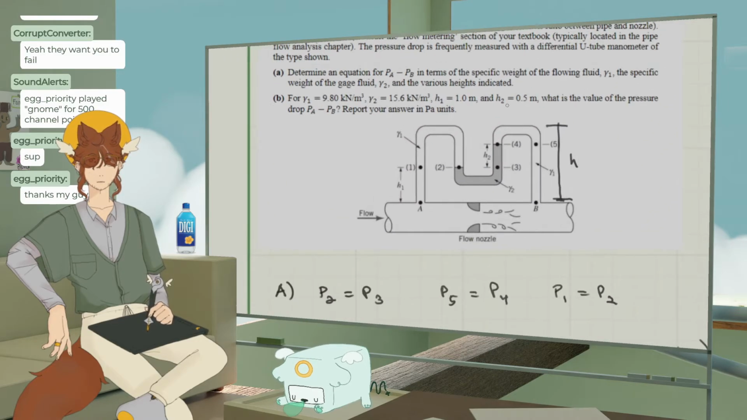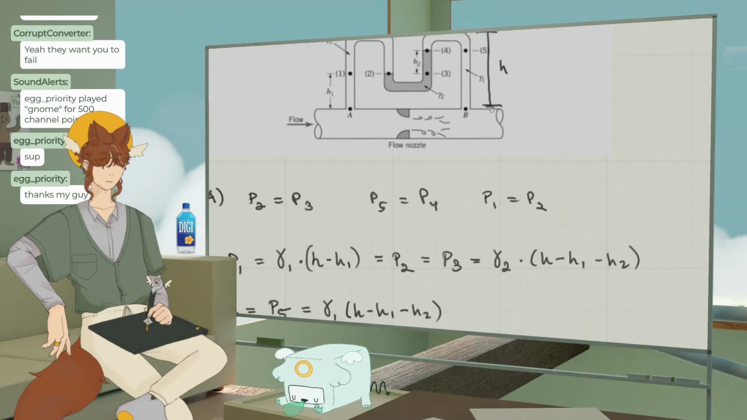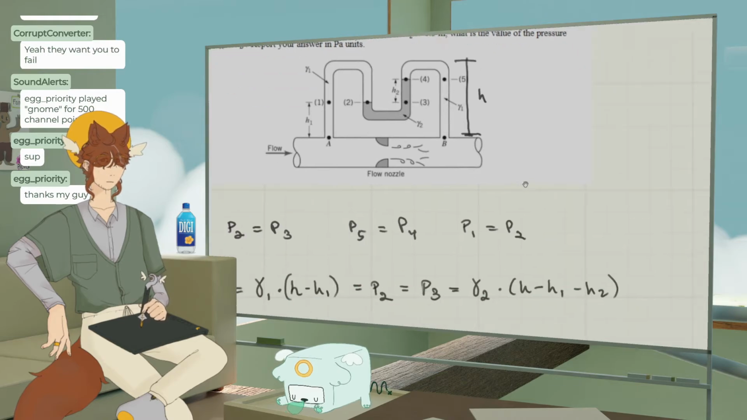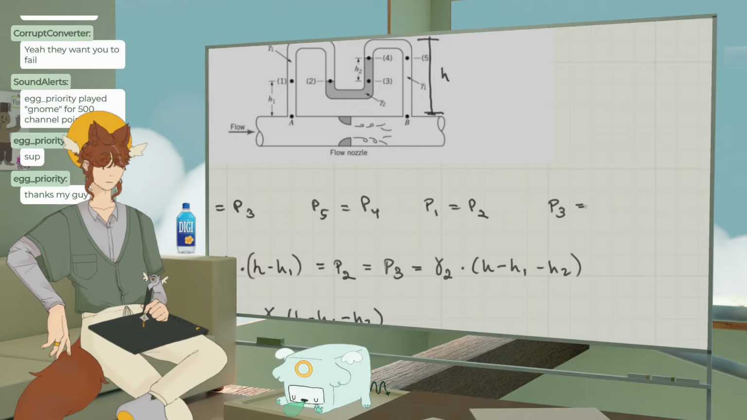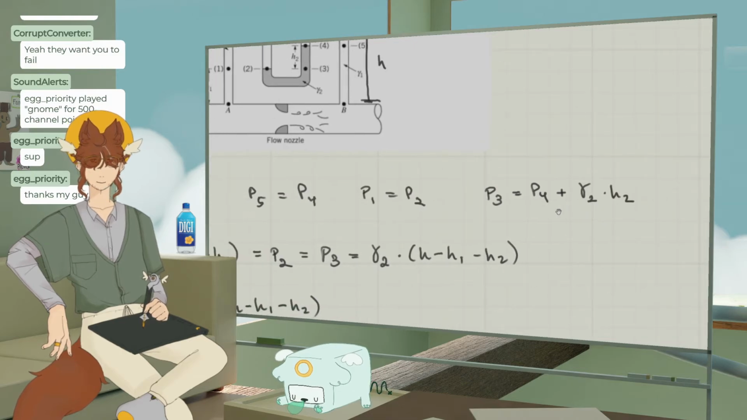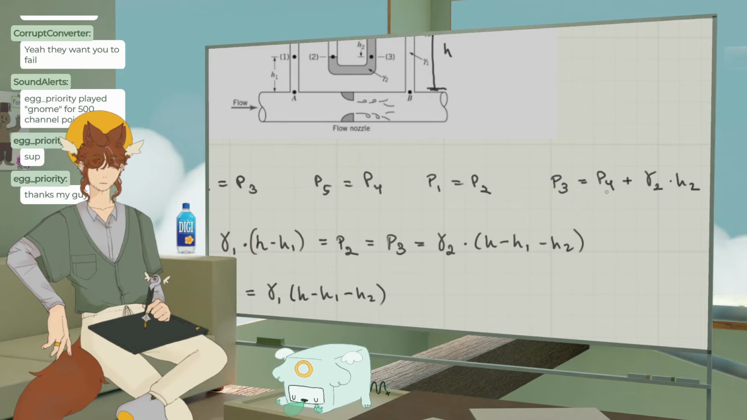We just have to relate all these heights to each other. Let me see. How can we get this related to this, though? I guess we know that the pressure here is going to be more than the pressure here. So like P3 equals P4 plus rho g h. Now what rho and g? Well, it'd be rho 2 times h2, I think.